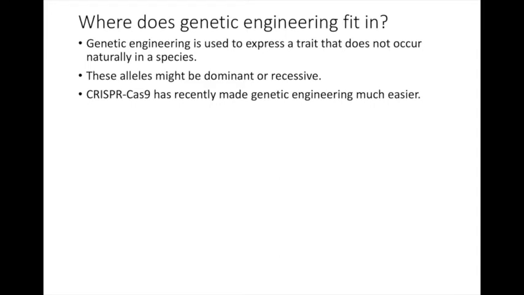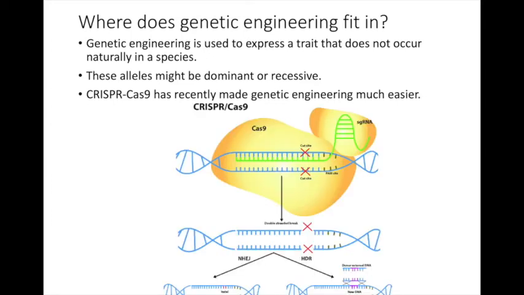CRISPR-Cas9 has made genetic engineering much, much easier. This is a very new technology, but it is actually making genetic engineering much easier to swap in a gene that we might want. That's the actual system. We haven't looked too much at the actual structure of DNA yet, but we are cutting DNA that we want to get rid of. We're putting in DNA that we want to keep. This is how the system works. We swap out a gene that we don't want. We swap in a gene that we do want.